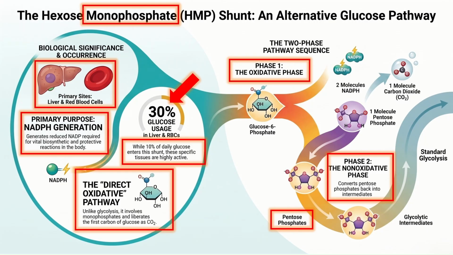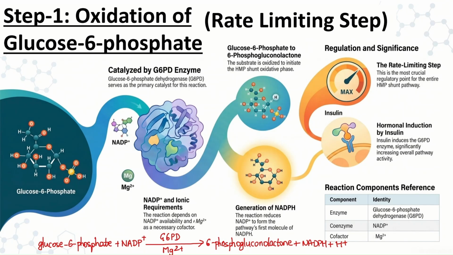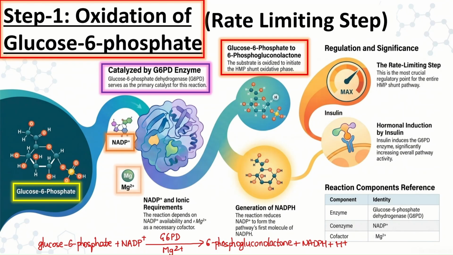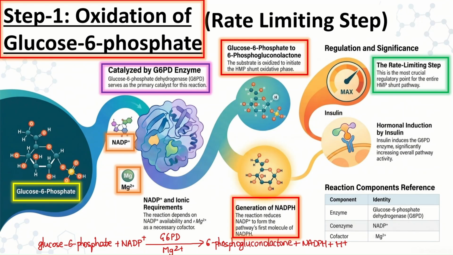Coming to step 1, that is the oxidation of glucose 6-phosphate. Oxidation of glucose 6-phosphate gives rise to 6-phosphogluconolactone by the enzyme glucose 6-phosphate dehydrogenase. This reaction requires NADP+ as the coenzyme and magnesium as the cofactor. The NADP+ is reduced to produce the first molecule of NADPH in this pathway. The first step is the most crucial step as it is the rate limiting step of the entire HMP shunt pathway. So this is step 1.